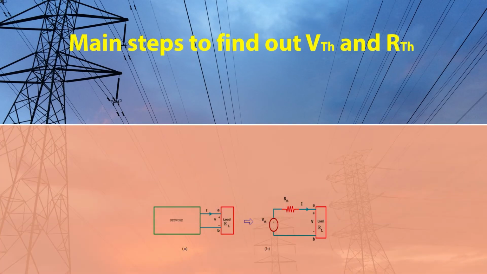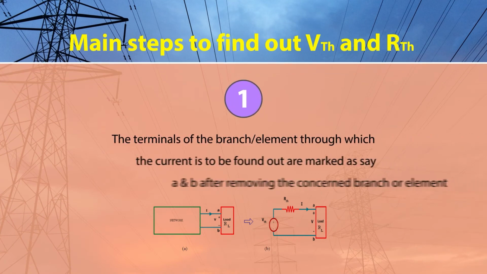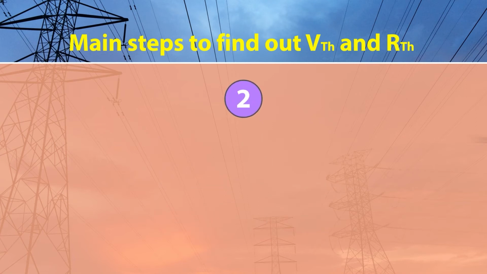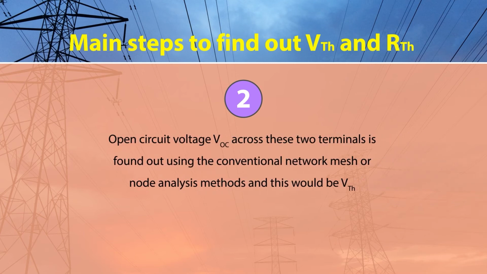These are the steps that you have to follow when you are going to calculate the Thevenin voltage and Thevenin resistance. First step: the terminals of the branch or element through which the current is to be found out are marked as, say, A and B, after removing the concerned branch or element. Second step: the open circuit voltage VOC across these two terminals is found using conventional network analysis, by mesh or nodal analysis, and this is called VTH, or Thevenin voltage, because the open circuit voltage is the Thevenin voltage.